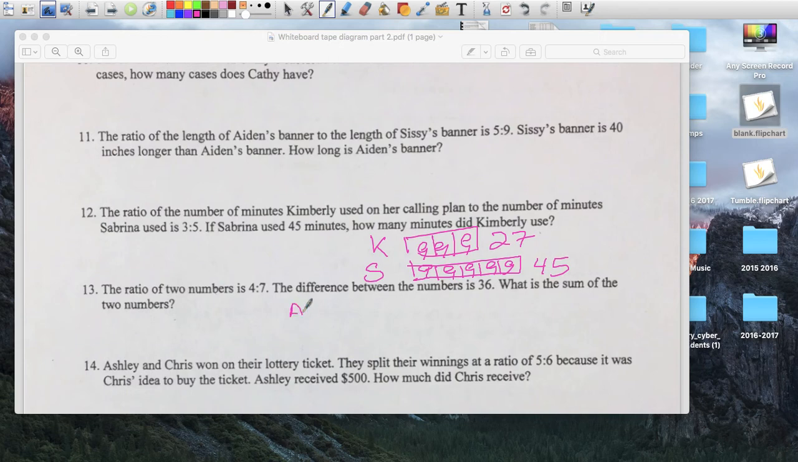The ratio of 2 numbers is 4 to 7. So let's pick number 8. Number B, we don't know what these 2 numbers are. So 4 to 7. 1, 2, 3, 4.